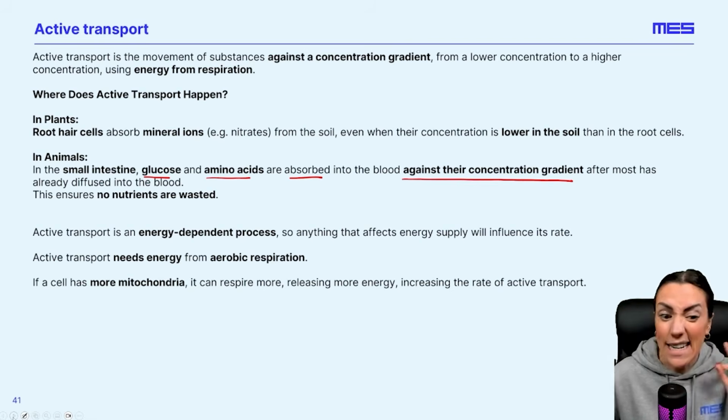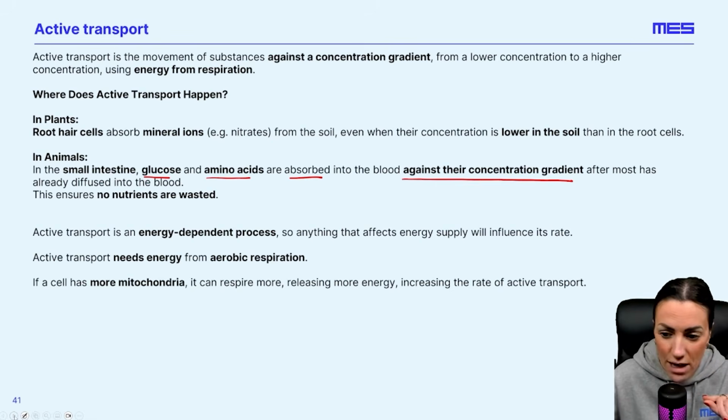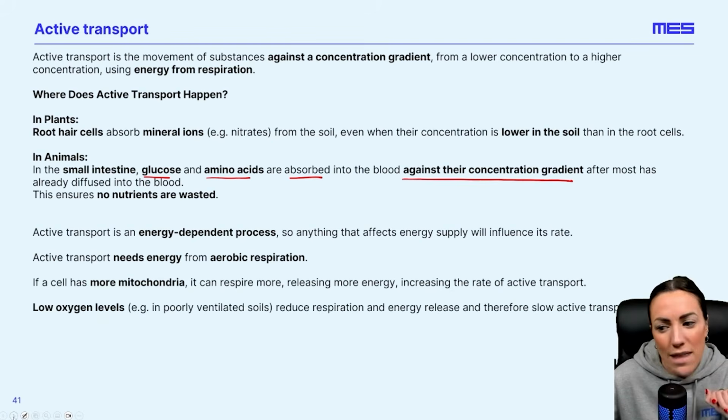If there's anything inhibiting respiration and stopping the release of energy, then the energy for active transport will not be available, and that would reduce the rate of active transport. Equally, think about this. If cells are in low oxygen environments, so for example, root hair cells that are in poorly ventilated soils that have very little oxygen, with less oxygen, that would reduce the rate of respiration, which means less energy would be released, and that would slow down the rate of active transport.